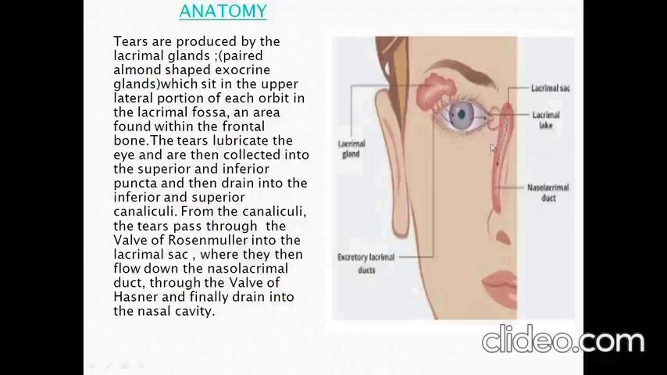Now, due to an obstruction in the nasolacrimal duct, if this is the nasolacrimal duct and there is any obstruction, the tear will build up here in the lacrimal sac. It will lead to the stagnation of the tear over here, and there will be backup of the tear. So, as a result, this will lead to inflammation and infection of the lacrimal sac. This condition is called dacryocystitis. Clear? Next, move forward.